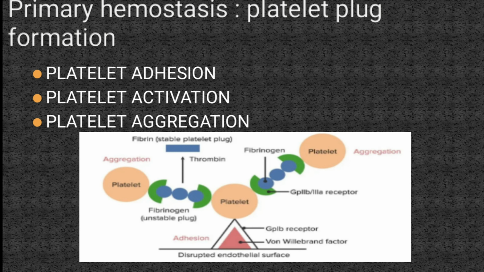Remember a point here: when the glycoprotein 2b3a receptor of the platelet is deficient, it results in the bleeding disorder called Glanzmann thrombasthenia. The initial wave of aggregation of the platelets is actually reversible, but later the thrombin will stabilize the platelet plug and it will become irreversible. Then the secondary hemostatic plug is formed.